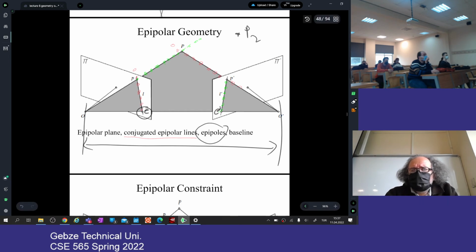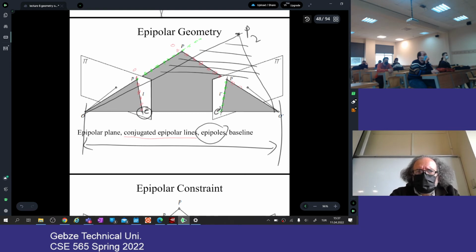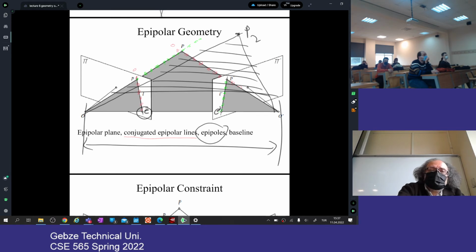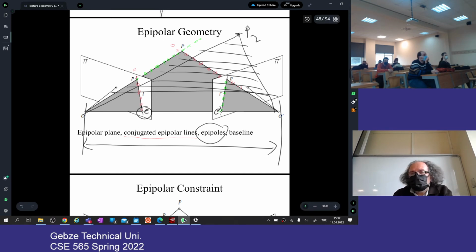I now have this epipolar plane, a new one, so it will be shaded like that. Everything has changed: my conjugated epipolar lines have changed, but your E and E prime will not change. Why? Because all the epipolar planes have to go through that O prime.